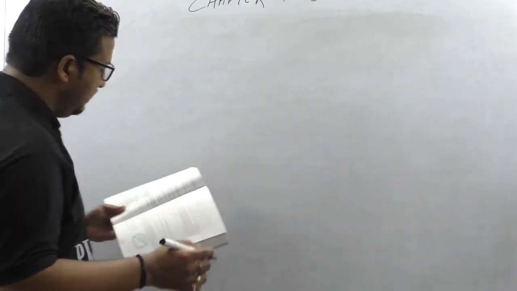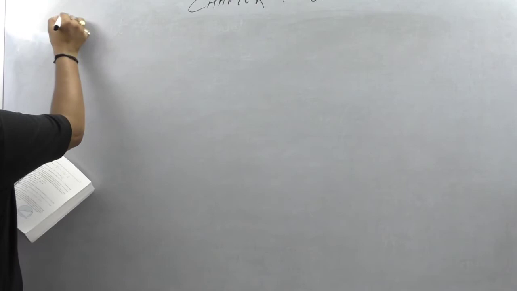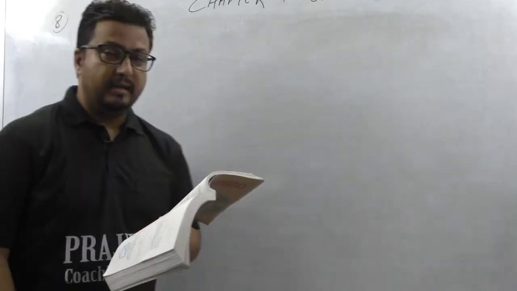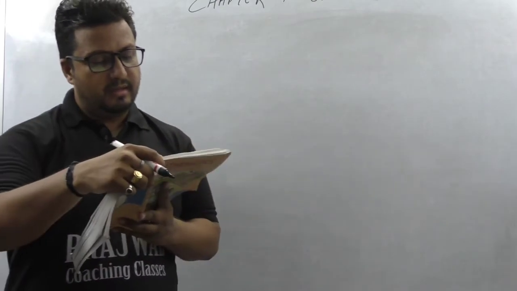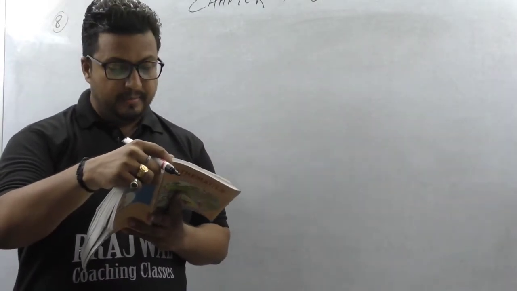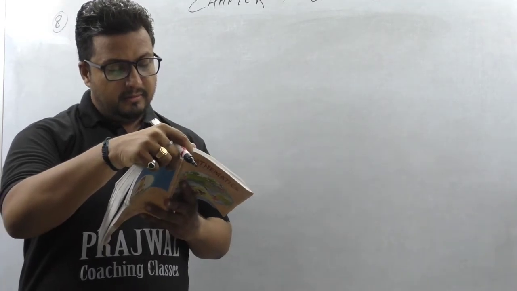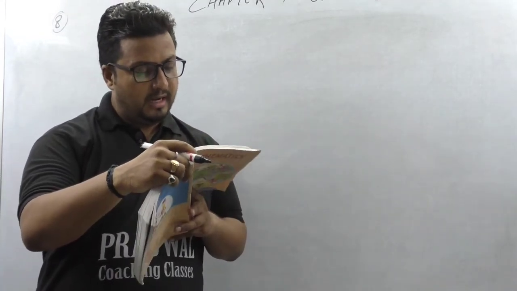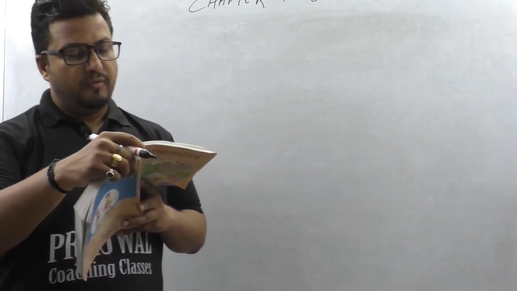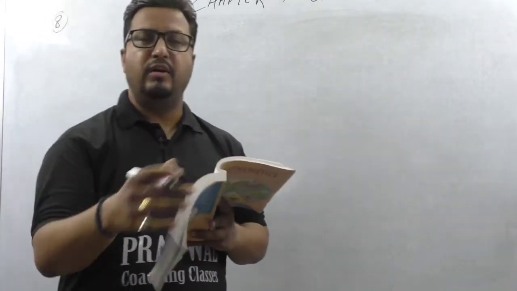The question number 8 of exercise 4.3. So now in the question number 8, see, it is given to you: a train travels 360 km at a uniform speed, and if the speed had been 5 km more, it would have taken 1 hour less for the same journey. Find the speed of the train.